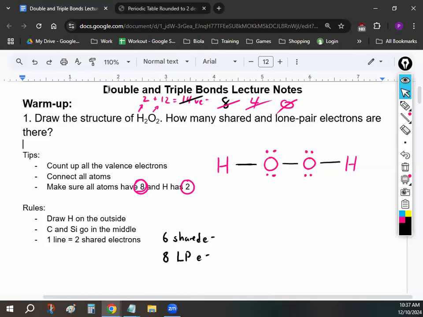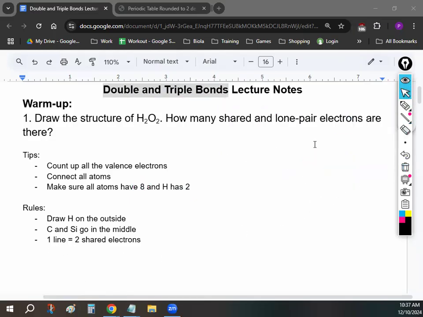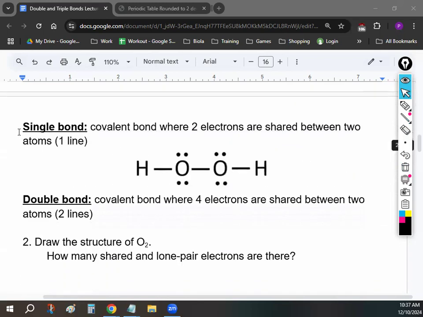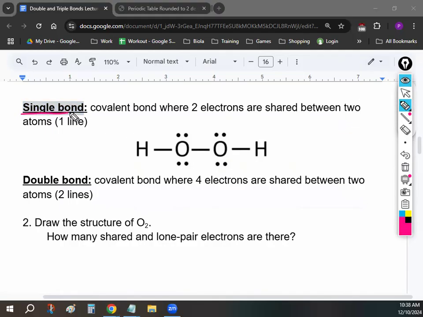So this is the last thing for the unit. Today we're going to learn about something called double and triple bonds. Okay, so if you guys take a look at these lines that we've been drawing, these are single lines, right? It's one line, and we said one line is 2 electrons. So the name for this kind of bond, this connection, is called a single bond. Okay, so just write the term single bond somewhere. Okay, so write single bond, and then you guys can just write that a single bond is 1 line.